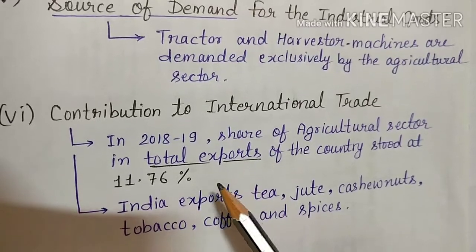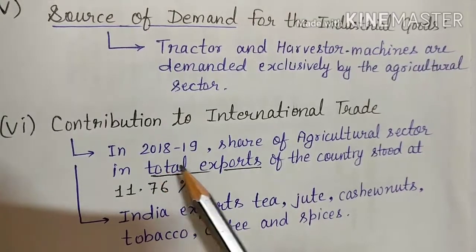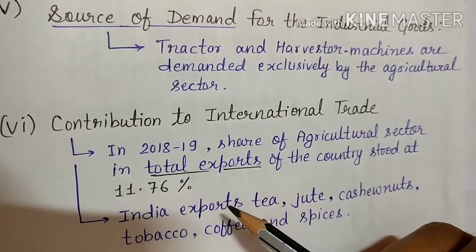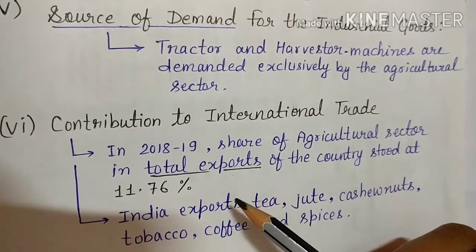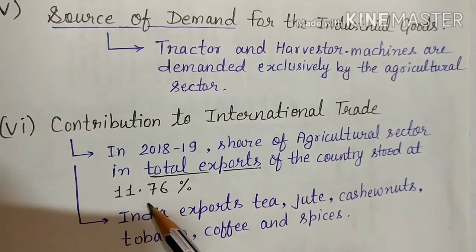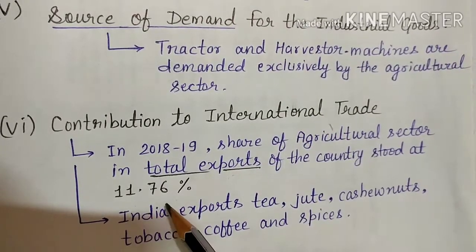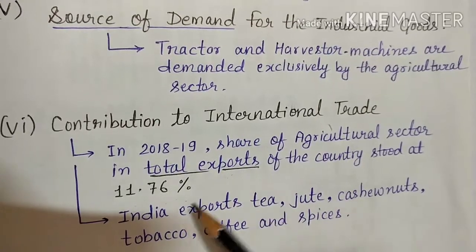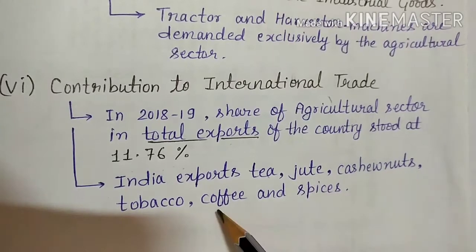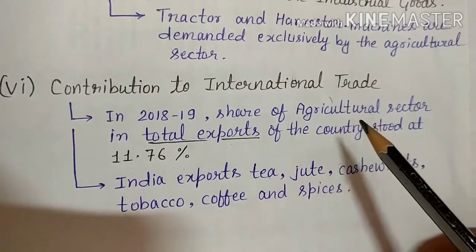Then, last, the sixth one, contribution to international trade. In 2018-19 the share of the agriculture sector in total exports was 11.76%. Greater export shows greater contribution to international trade. So the agriculture sector has a share of 11.76% in total exports, which is a big percentage. India exports goods like tea, jute, cashew nuts, tobacco, coffee and spices. So we can't ignore the contribution to international trade also.